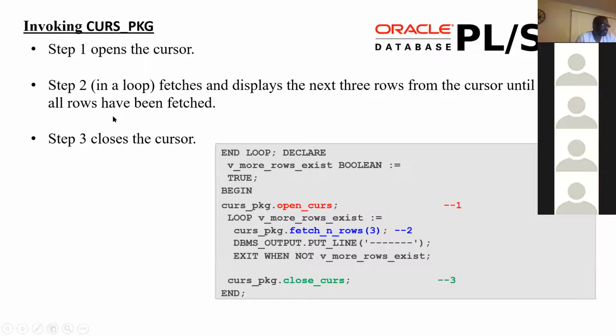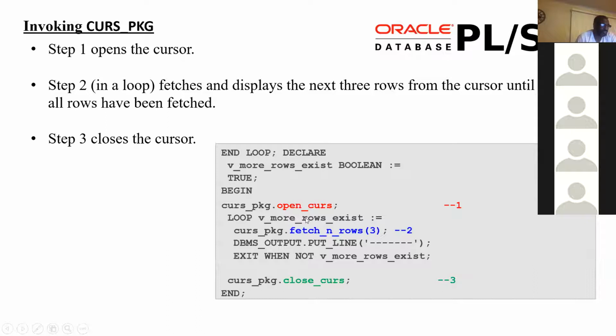So as before, step 1 opens the cursor. Step 2 creates a loop where you're fetching the appropriate rows based on the loop. And then step 3 closes the cursor. And you've all seen this before. This is just signifying what's actually happening in the procedure of opening and fetching and looping through and closing the cursor.